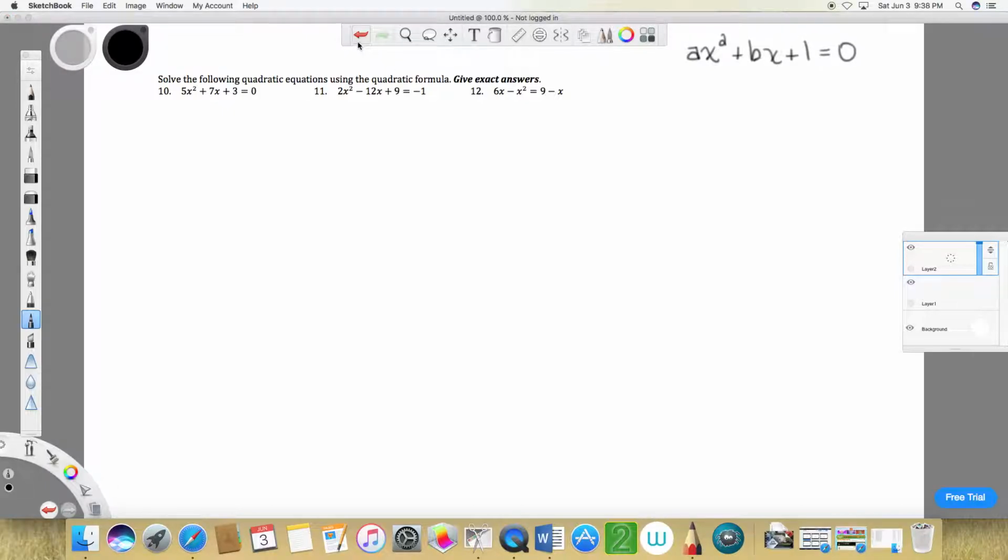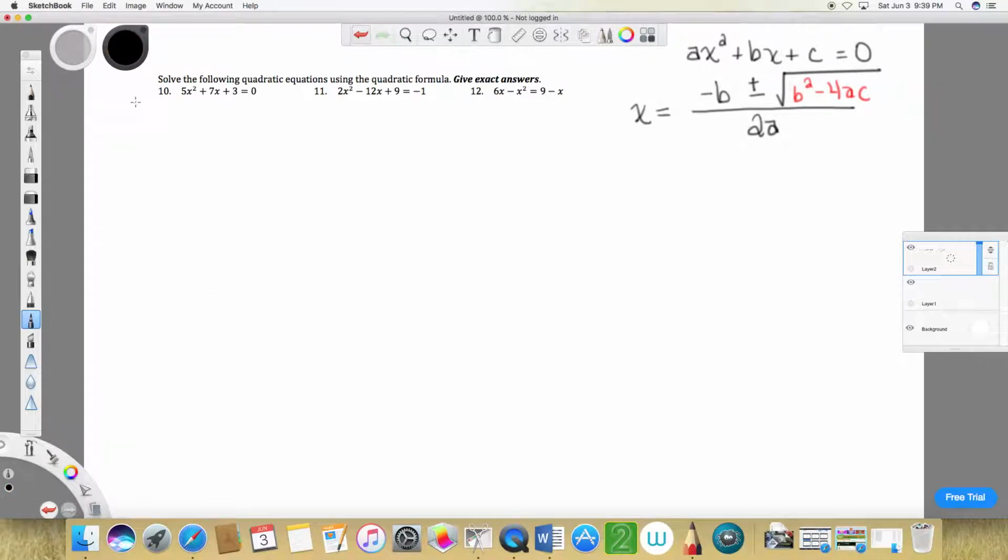Oops, that is not 1. That is C. So x is equal to this fraction where the denominator is easy. It's 2 times a. There are 2 terms in the numerator, and the first term is easy as well. It's the opposite of b. And then you'll have plus or minus the square root of what they call the discriminant. And that discriminant is b squared minus 4ac. All right.